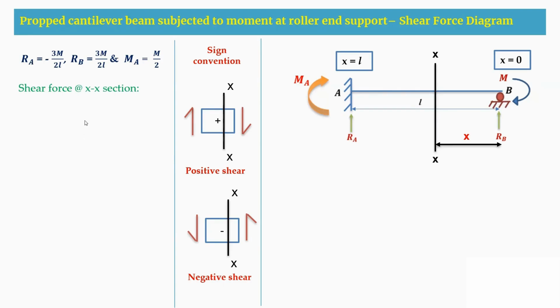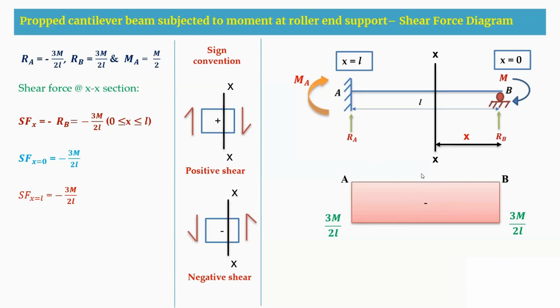We are going to write the equation first. The shear force equation will be equal to minus RB, as RB is in the anti-clockwise direction. Here the moment won't be considered as we are writing only the shear equation. The limits here are 0 to L. At X equal to 0, it is minus 3M by 2L, and at X equal to L also, it is minus 3M by 2L. Therefore, while drawing the shear force diagram, at B we have 3M by 2L, and at A also we have 3M by 2L, which is of negative nature. So both are on the same side. This is how you draw the shear force diagram.